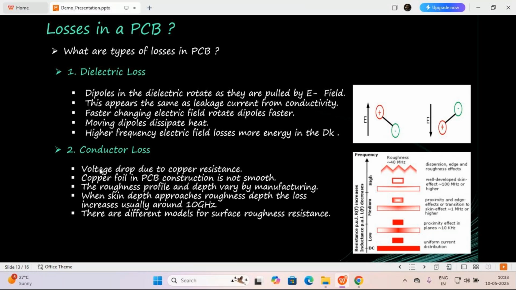The basic cause of conductor loss is the voltage drop, because we know a conductor will have some resistance across it, and once the resistance is there, we have some voltage drop across it. So voltage drop is one of the loss classifications for the conductor loss. Then we have copper foil losses.